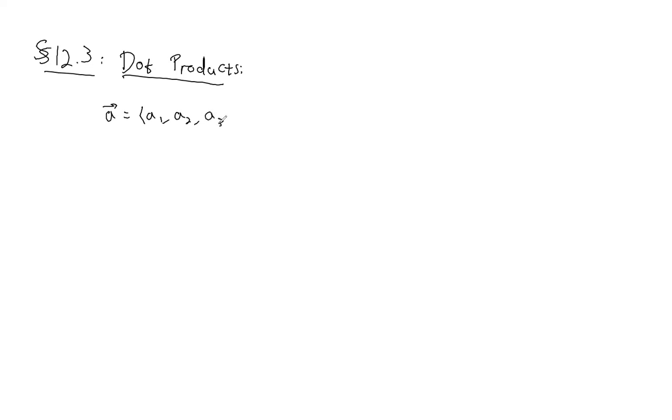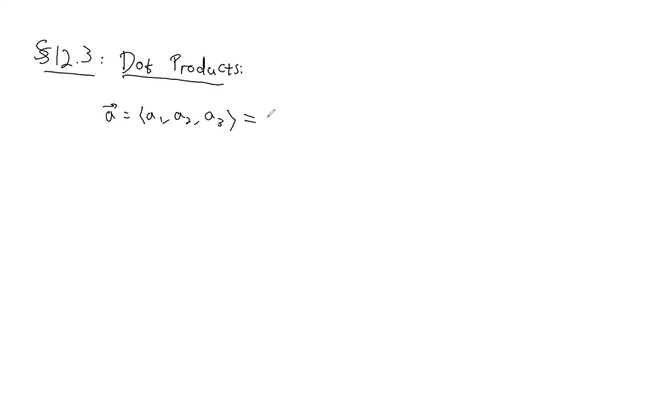All right. So we also looked at dot products, right? This was section 12.3. Dot products. And basically what a dot product is, if you take your vectors, let's give these vectors new names. Let's call this A is going to be A1, A2, A3.